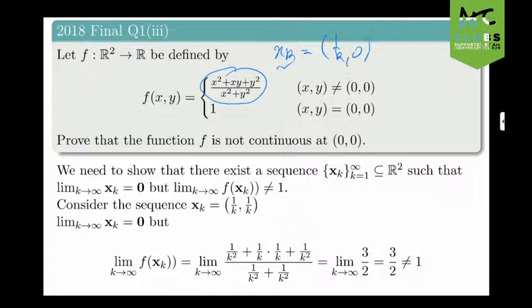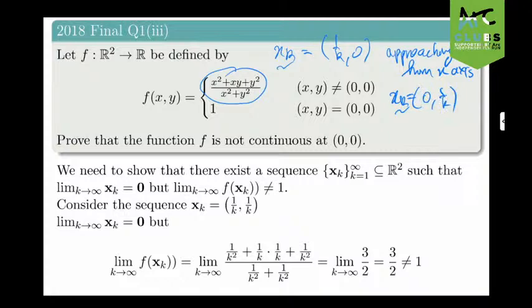Then as k approaches infinity, this will go towards 0, 0. This is effectively approaching from the x-axis for this two-variable function. So we think of this as approaching from the x-axis. And similarly, I could consider the points 0, 1 on k, which is converging from the y-axis.